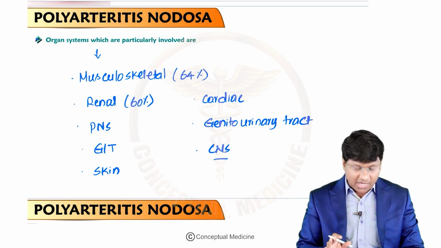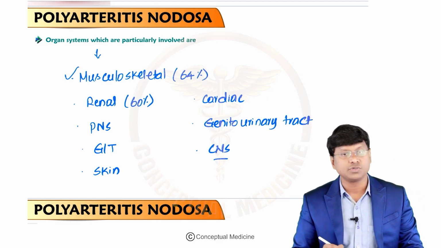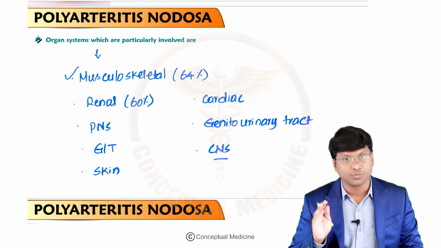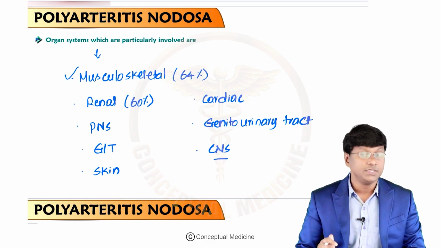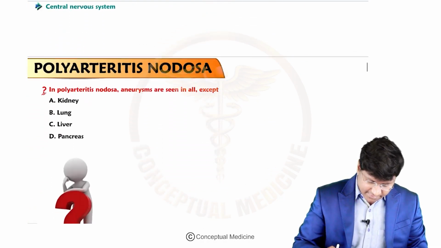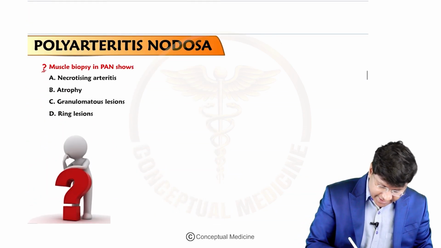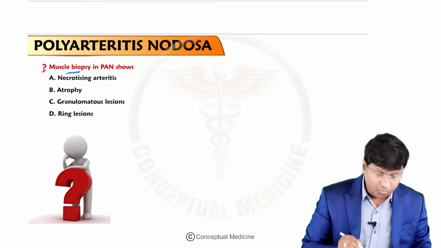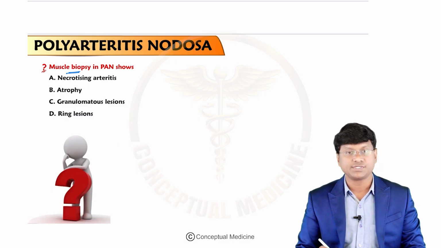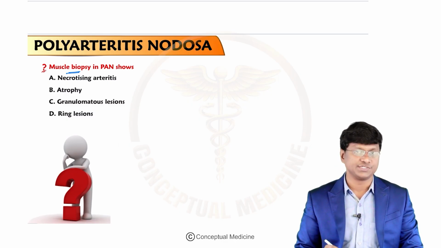So these are the other organ systems which are particularly involved. But among all those, musculoskeletal involvement is very common. It is seen in almost 64% of patients. Now, in patients with polyarteritis nodosa, what is the muscle biopsy picture? In patients with polyarteritis nodosa, what does the muscle biopsy show? Necrotizing arteritis, atrophy, granulomatous lesion, and the presence of the ring lesions.